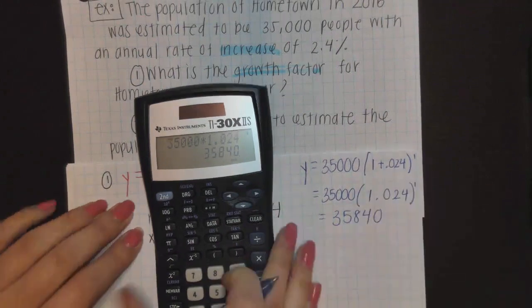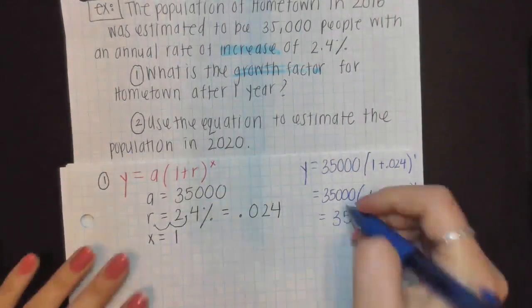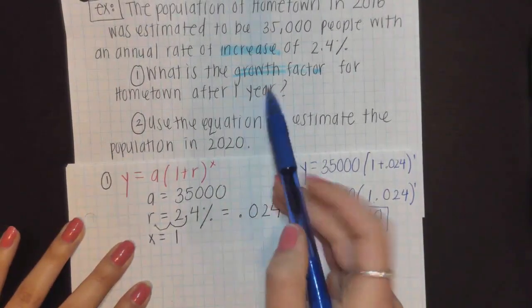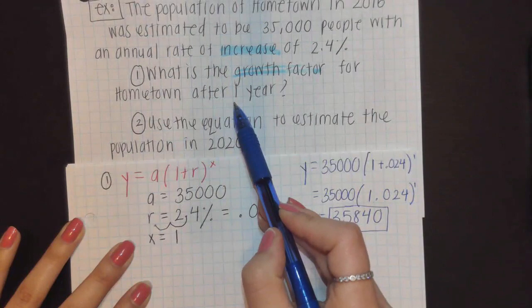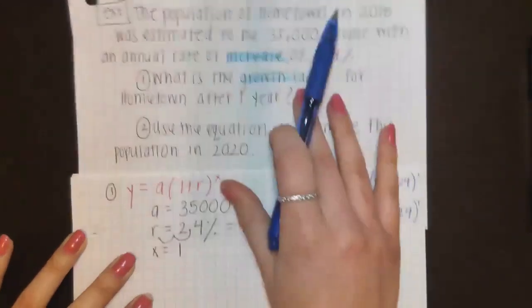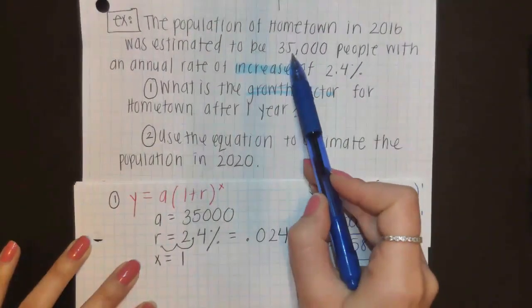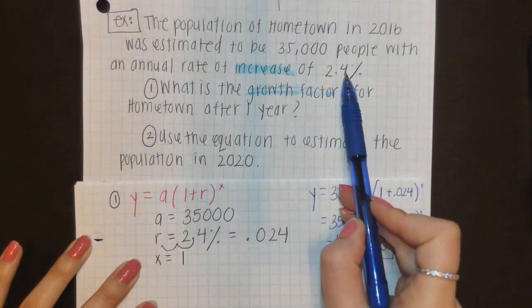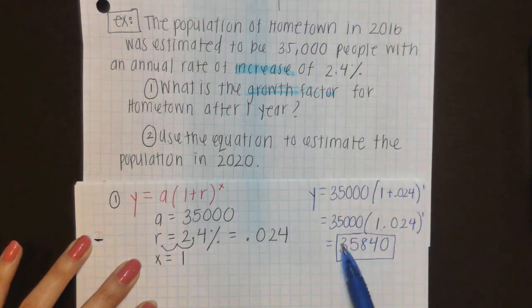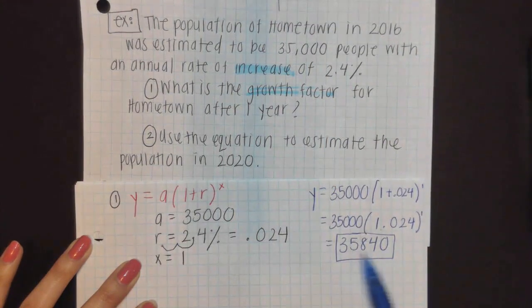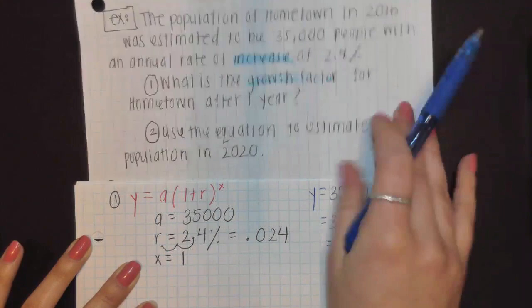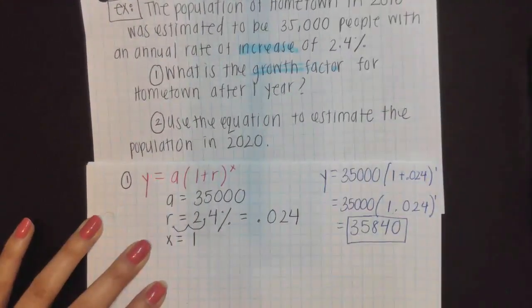35,840. So that 35,840, what exactly does it represent? It represents the growth factor for hometown after 1 year, which if you think about it, makes sense. In 2016, there were 35,000 people. If we know that annually the population increases by 2.4%, then after 1 year, you would ideally get something that's bigger than 35,000. So again, 35,840 represents the growth factor after 1 year. Let's go ahead and work on that second problem.